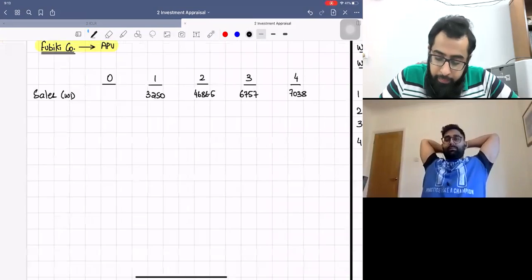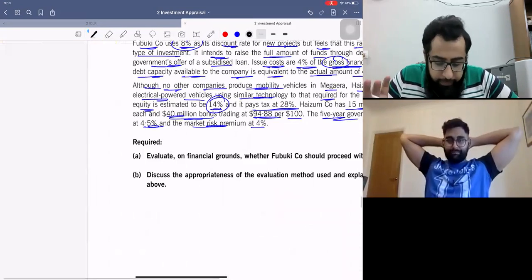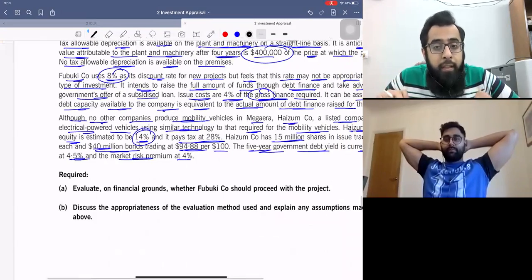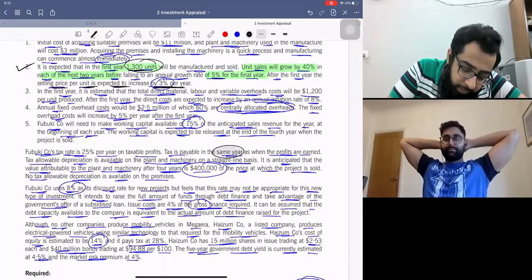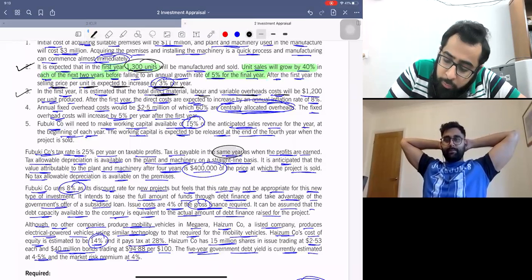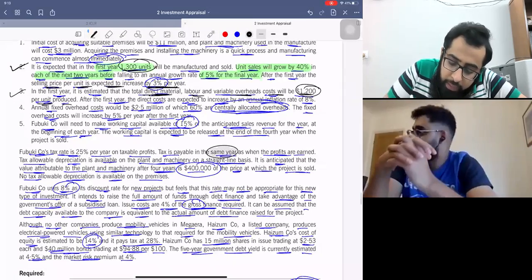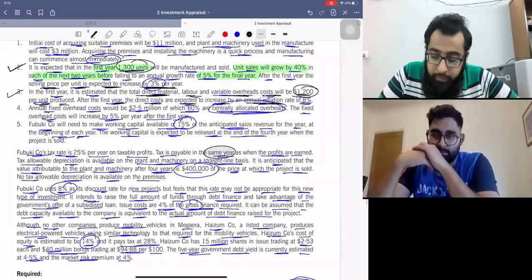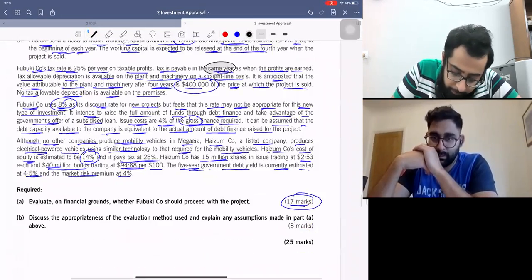Now let's move to note number 3. See, it's not difficult. It is just scattered and confusing, and students usually make errors. Now let's look at the direct material, labor and variable overhead cost, which will be $1,200 per unit. After the first year, the direct cost is expected to increase by an annual inflation rate of 8%. So 1,200 and then 8% every year.